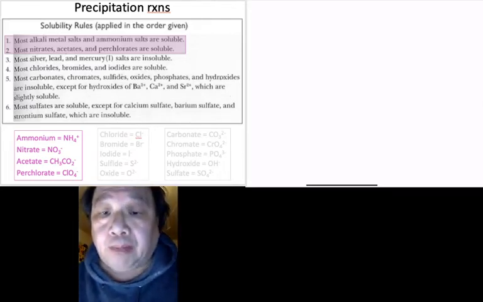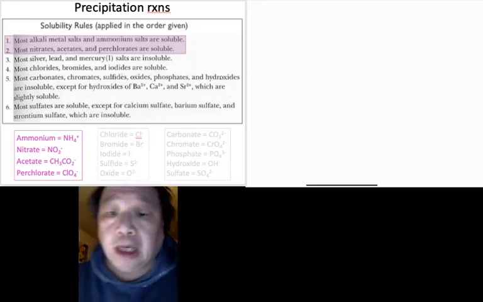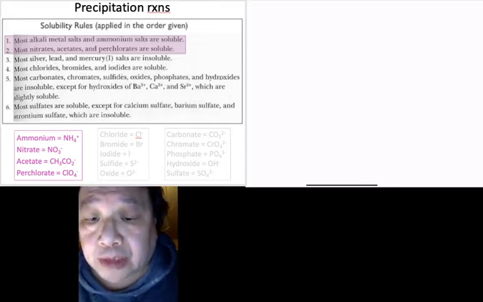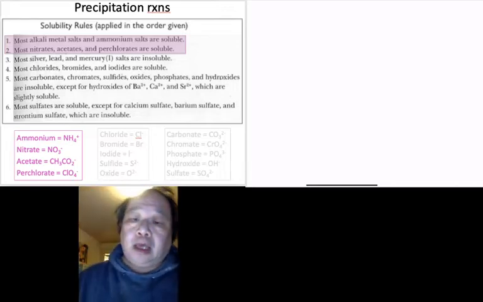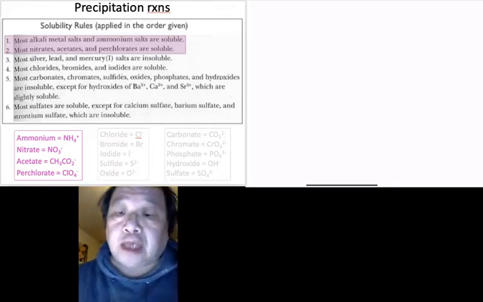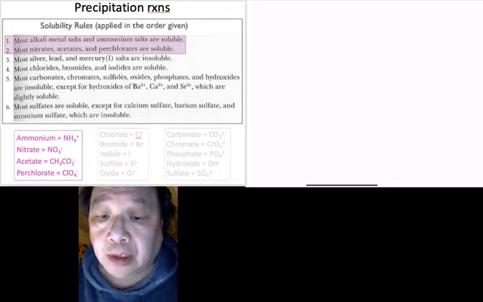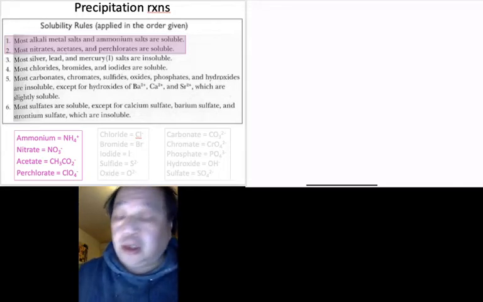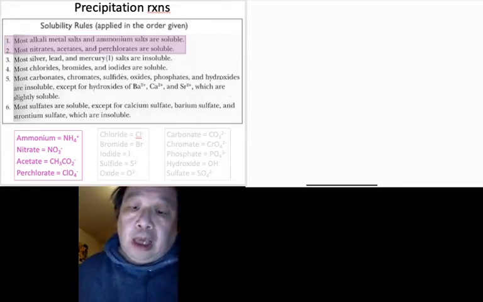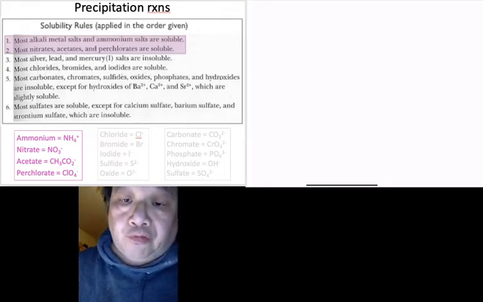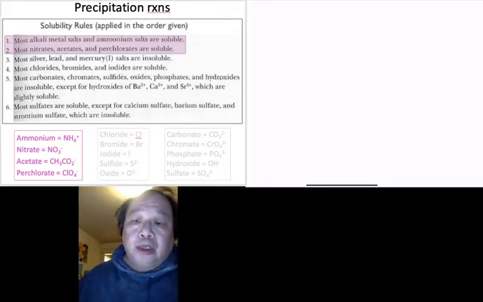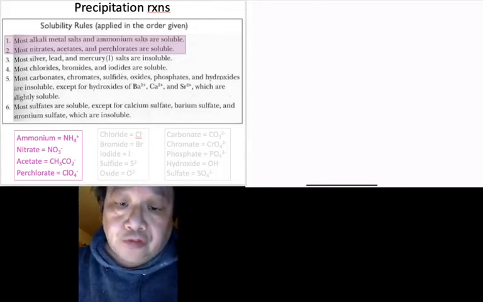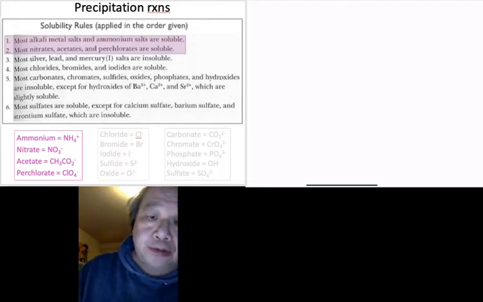So there's an alkali metal. And rule 1 says alkali metal salts and ammonium salts are soluble. Ammonium is NH4+. Rule number 2 says nitrates, acetates, and perchlorates are soluble. Nitrates are NO3-, acetates are CH3CO2-, and perchlorates are ClO4-. Those are the 2 most important rules, and they're both telling you these things are always soluble. The first for cations and the second for the anions.